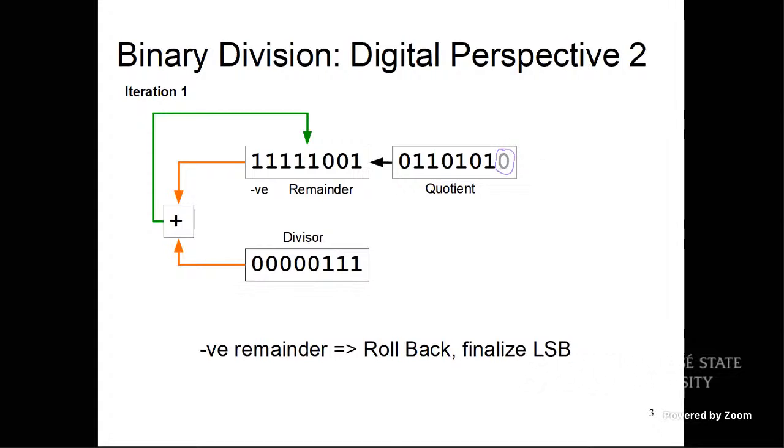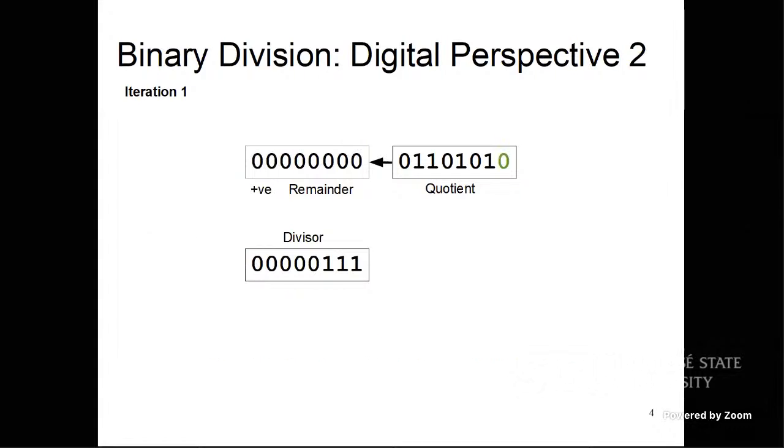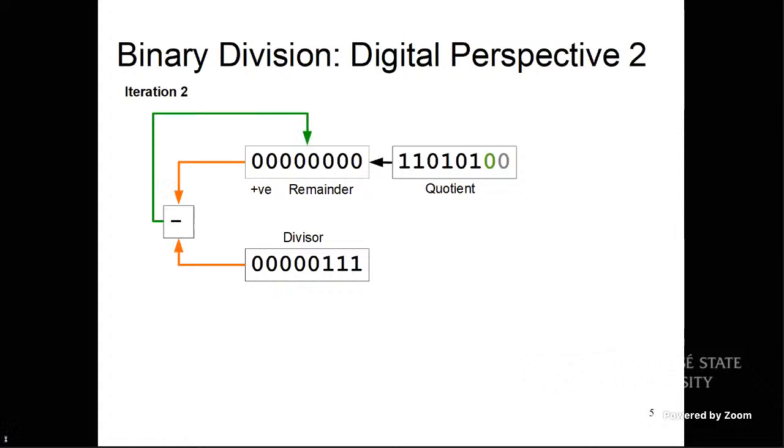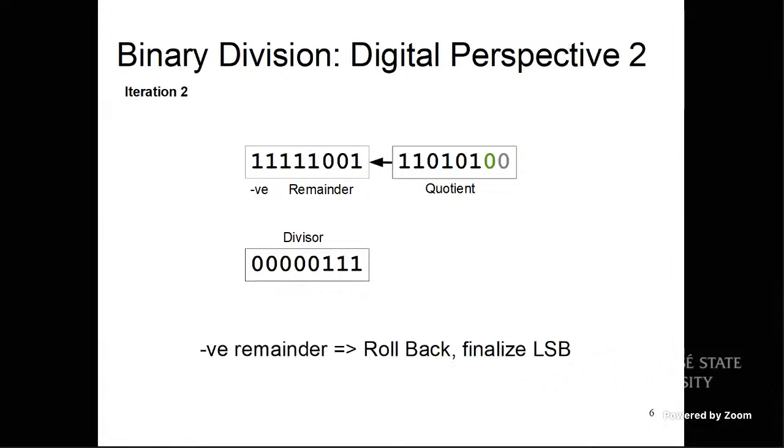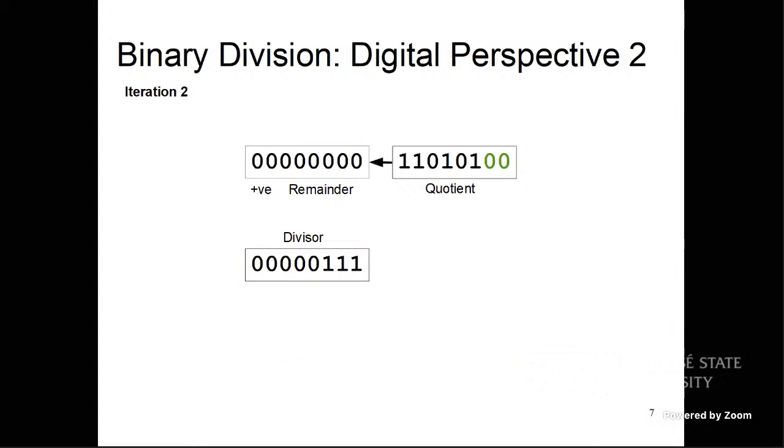Okay. So now there's a next step. We finalize and then again shift. We do that repeatedly, the same process. We shift left, a bit comes into the remainder register, and we subtract and check if it is negative. If it is negative, roll back and finalize the LSB. We do the same thing over and over again till we get something like, let's see.